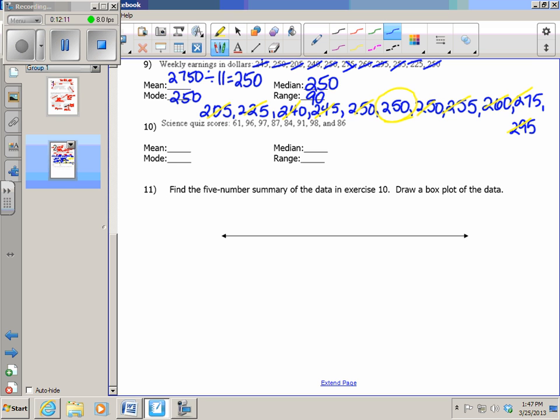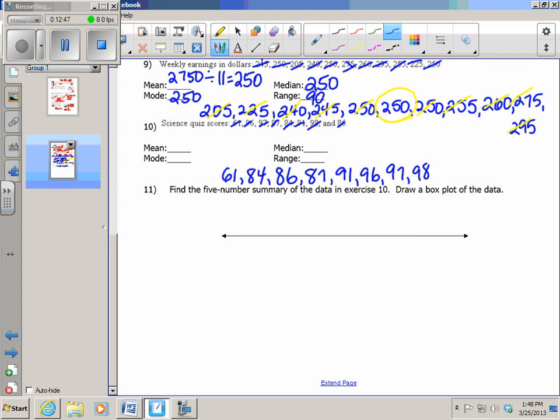So what you should have had for number 10 is starting with a 61, 84, 86, 87, 91, 96, 97, and 98. And after I do this, I'm going to use this information to draw a Box and Whisker plot.